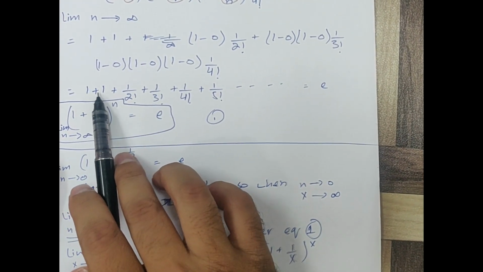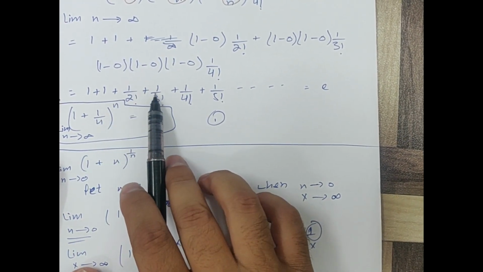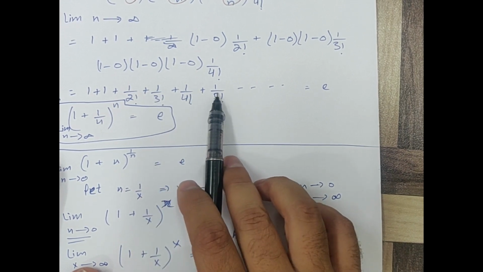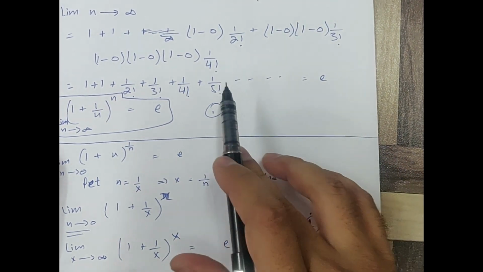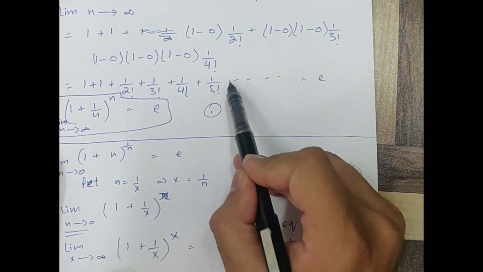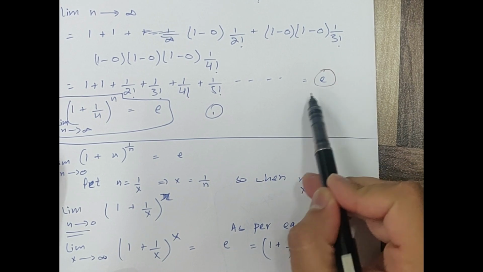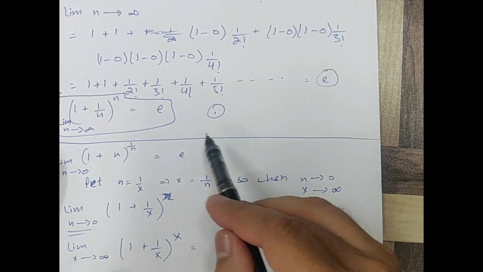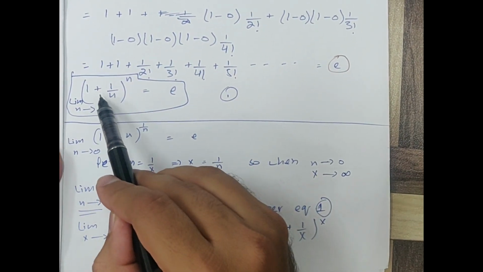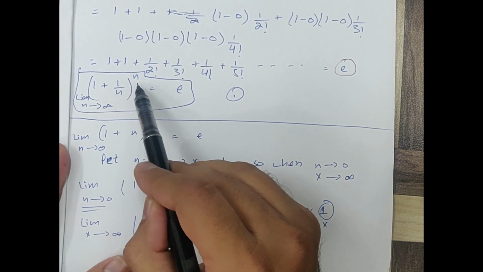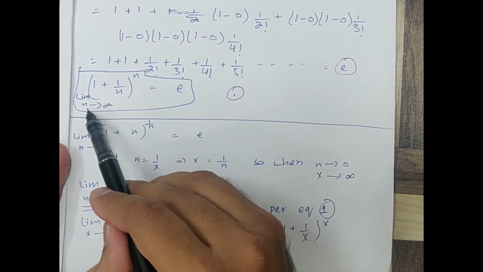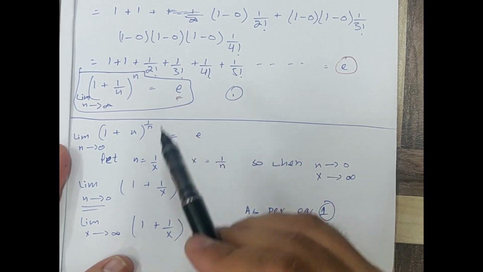So it leaves us with 1 plus 1 plus 1/2 factorial plus 1/3 factorial plus 1/4 factorial plus 1/5 factorial. Now this infinite sum tends to the value of e. It approximates to the value of e. So we can conclude that (1 + 1/n) raised to the power n, when the limit as n tends to infinity, is equal to e.